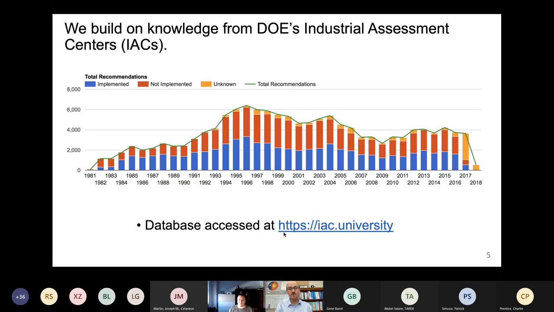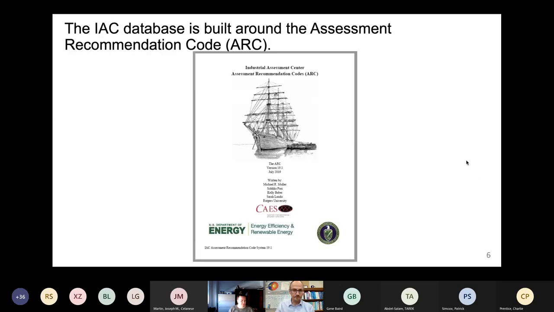And we build on knowledge from the Department of Energy's Industrial Assessment Center. And I really appreciate the database that the Industrial Assessment Center has. So over the years, since 1981, you can see all the recommendations that have been made, or the number of recommendations. In 1996, they peaked at over 6,000 total recommendations. And in blue are the ones that were implemented. In red are the ones that were not implemented, and orange is unknown. So you can see roughly about half the recommendations over time by the IAC have been implemented, and we're really building on that in our SCE3 activities as well.